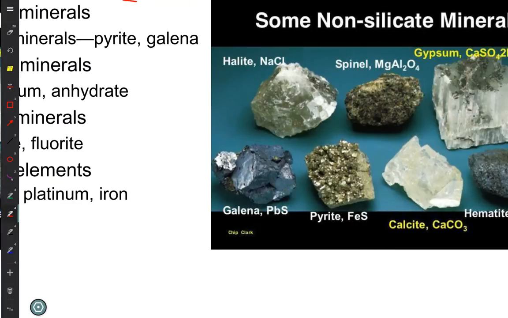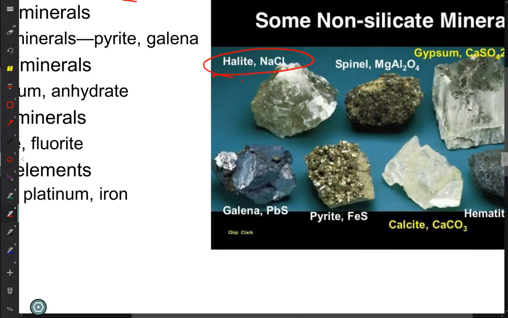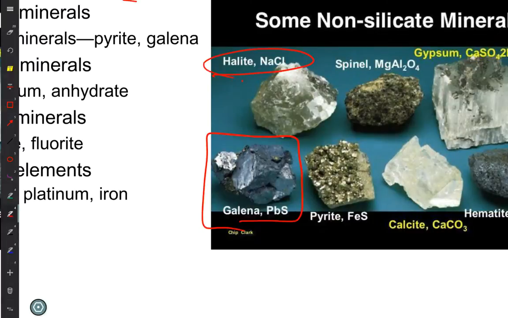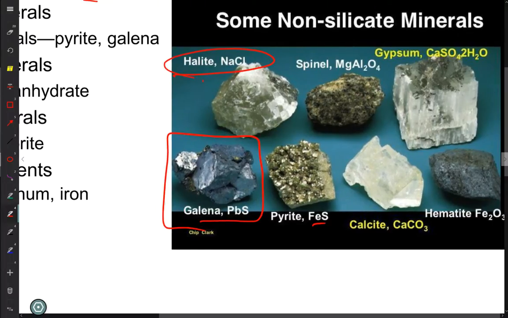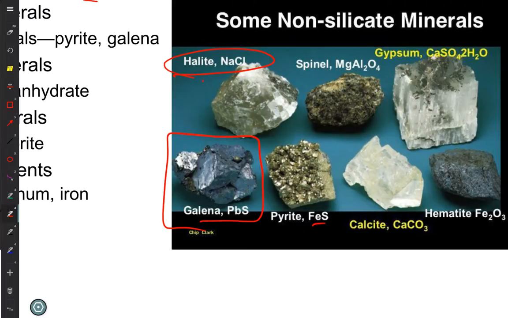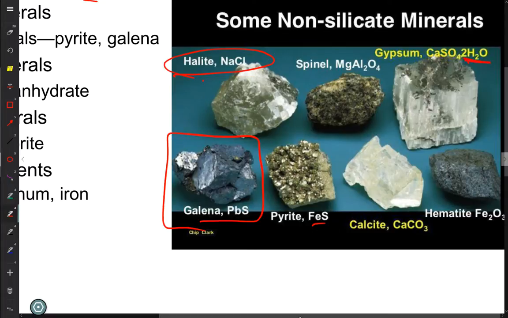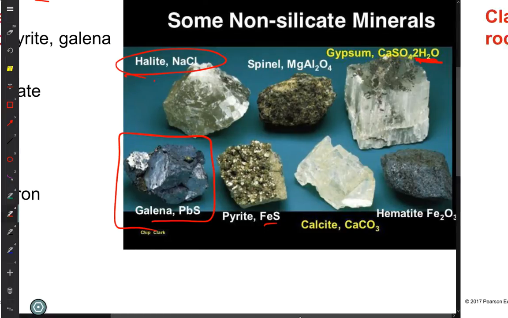Here are some pretty pictures. Once again, halite, sodium chloride, table salt. Spinel, magnesium aluminum oxide. Galena. I think galena is one of the really beautiful stones. I'm pretty sure this here is my sample of galena. It's not so good, but you can find some really beautiful examples of galena. Pyrite, the fool's gold, is iron sulfide. Calcite, we've already seen right here. Gypsum has water as part of its formula.